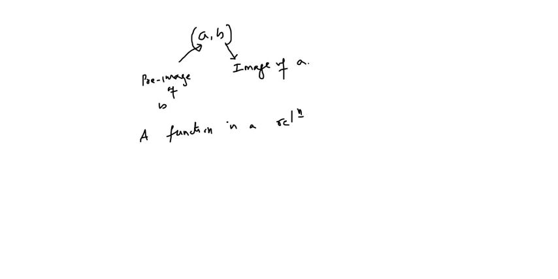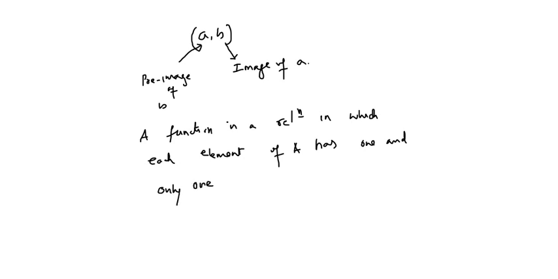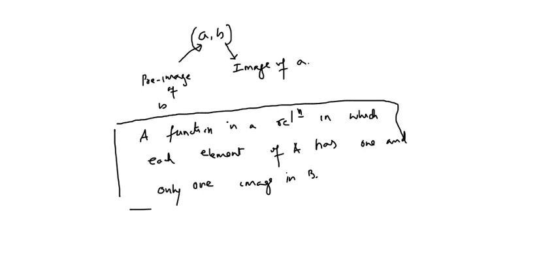Function is a relation in which each element of A has one and only one image in B. This is the definition we are going to be putting our attention on in class 12. Understand? So don't worry now, this is just the introduction I have given you and a little background.